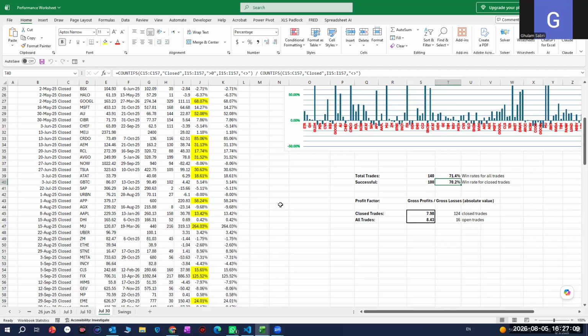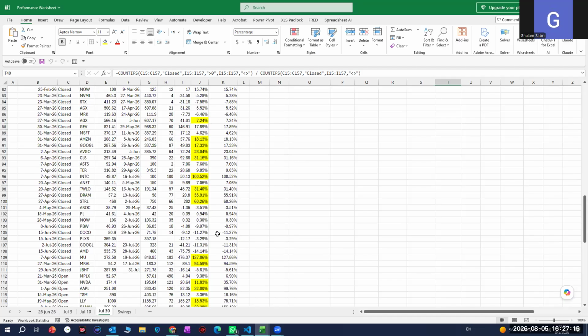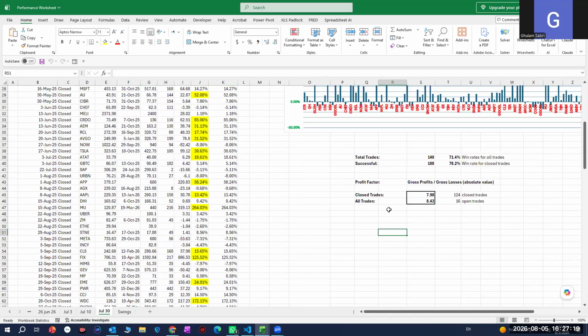But we try to cut down between 8 to 10%. Sometimes they flip and they end with more losses. I'm just being honest here, 11.27 loss. Overall closed trades profit factor, this means the ratio of gross profit to gross losses, was 7.98.